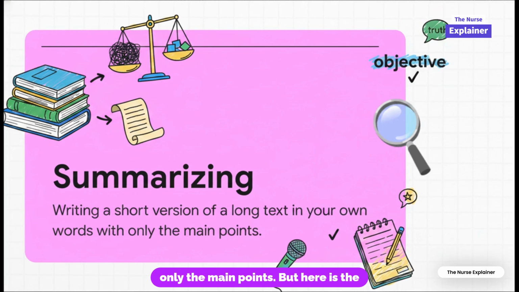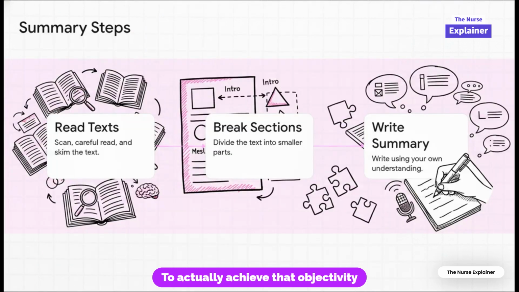But here is the absolute most critical part of this definition. A summary must be objective. It has to be accurate, containing absolutely 0 personal opinions or criticism. You aren't a critic here, you're a reporter of facts, just distilling the original author's truth. To actually achieve that objectivity without drowning in details, our source lays out a rigorous 3-step academic process.